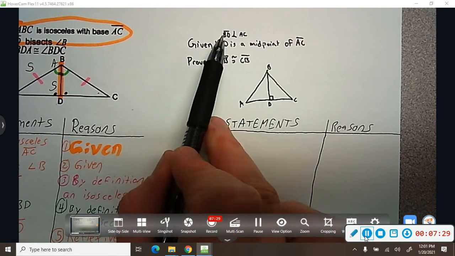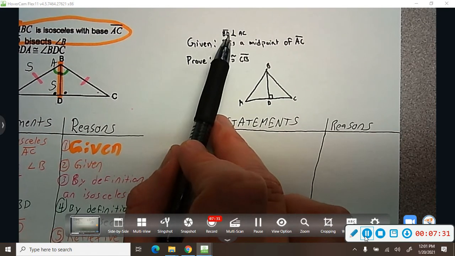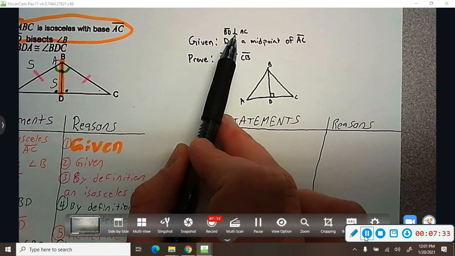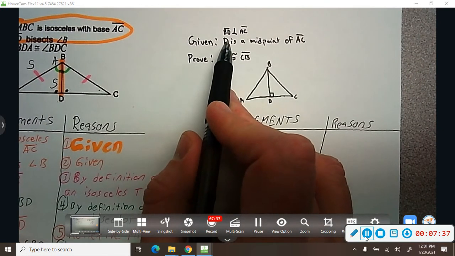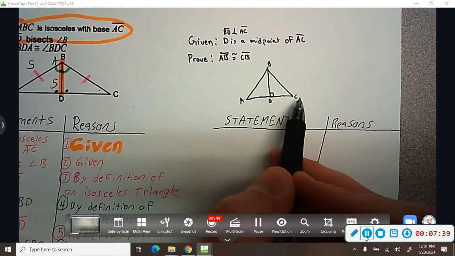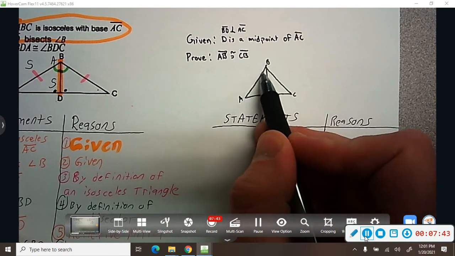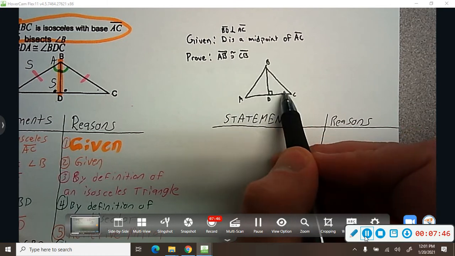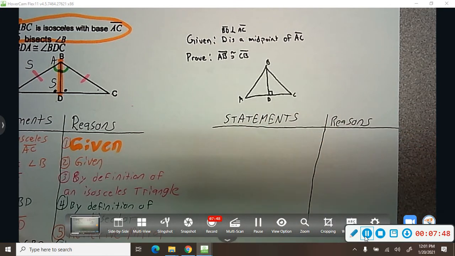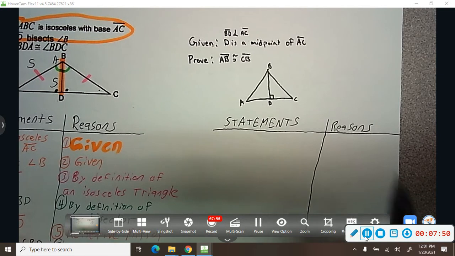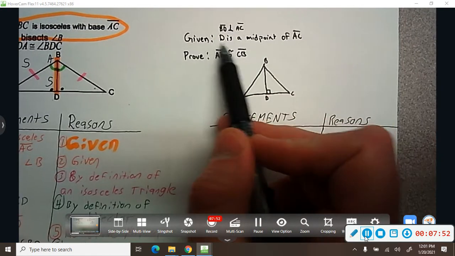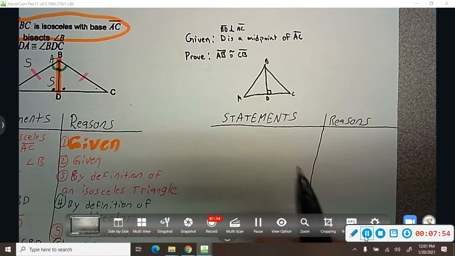So reading this, I know that the segment BD is perpendicular to the segment AC. And then I also know that D is the midpoint of AC. And they want me to prove that this side, AB, is congruent to this side. So I'm going to start off with my given. So I'm just going to copy down. And the reason why is the given.